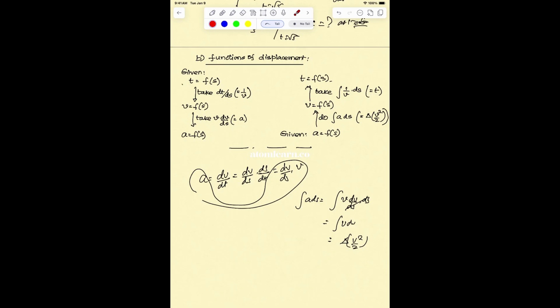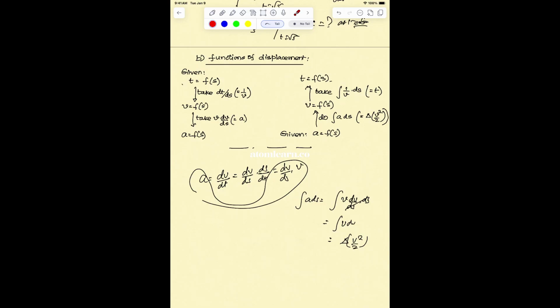Then what you do is, once you have got this function, you can also get the 1 by v function, multiply by ds and integrate it, which will give you only t. Why? Because the 1 by v is nothing but dt by ds. dt by ds into ds will give you only dt. Therefore the integral of dt will give you time. Therefore you will get back this particular time. That means this is the reverse process of what we have done here.